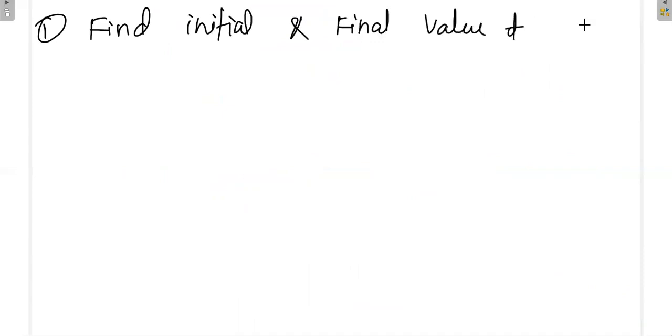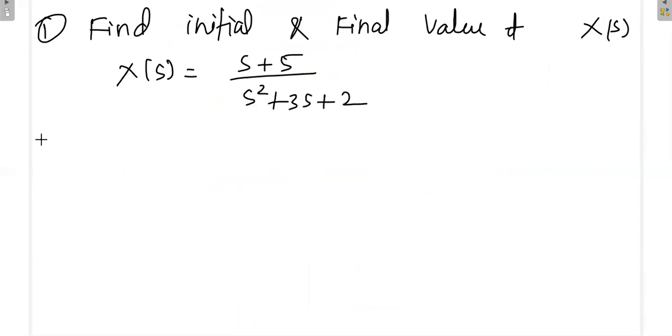Find the initial and final value of X(s). X(s) is equal to (s + 5) / (s² + 3s + 2). First, we apply the initial value theorem.